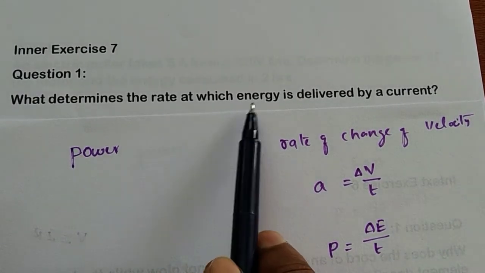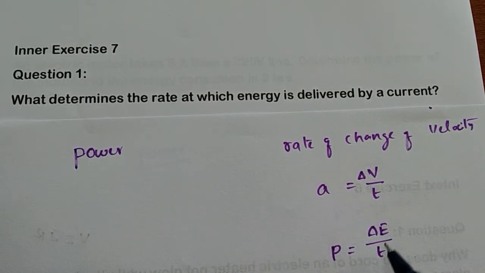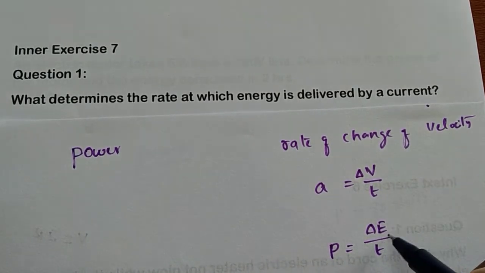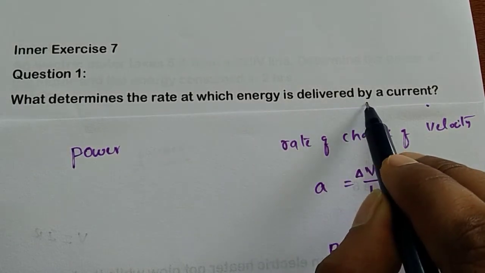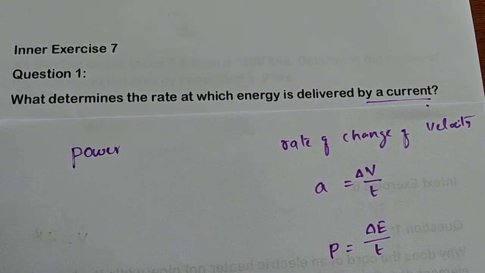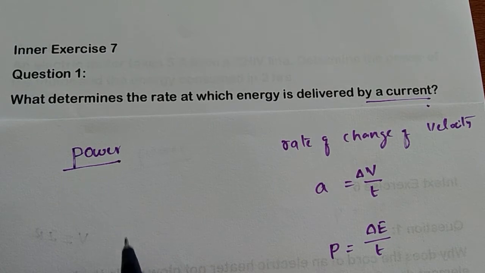So, the rate at which energy is delivered by the current. This is not rate of energy by time, this is power. Here they are asking about the rate at which energy is delivered by a current, and how this power determines that, we will discuss now.